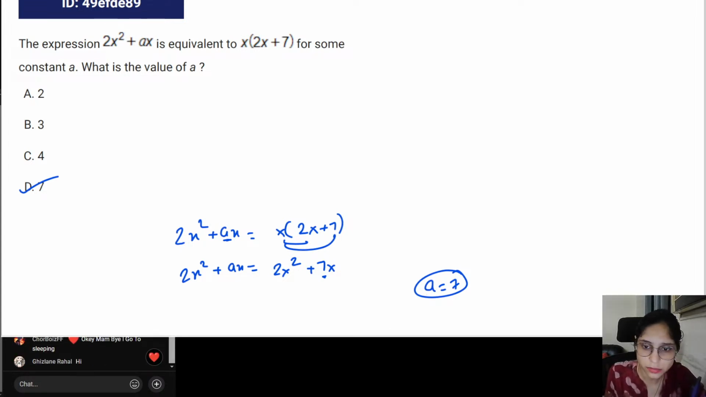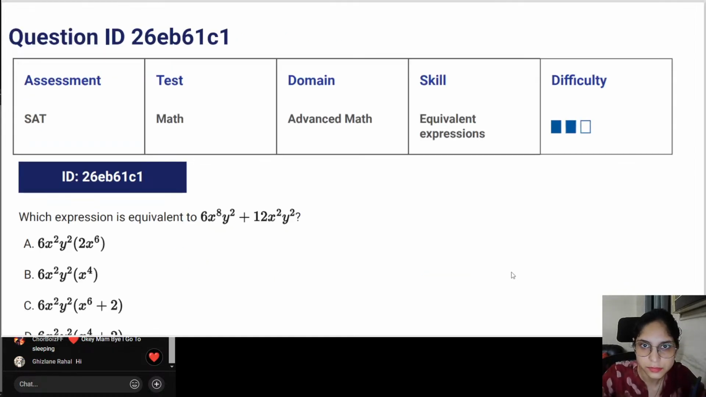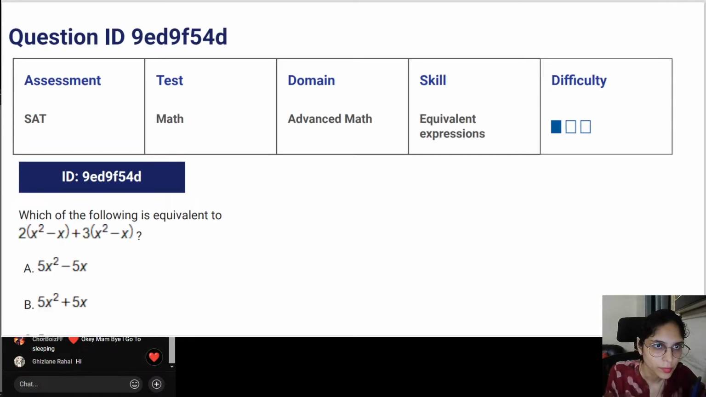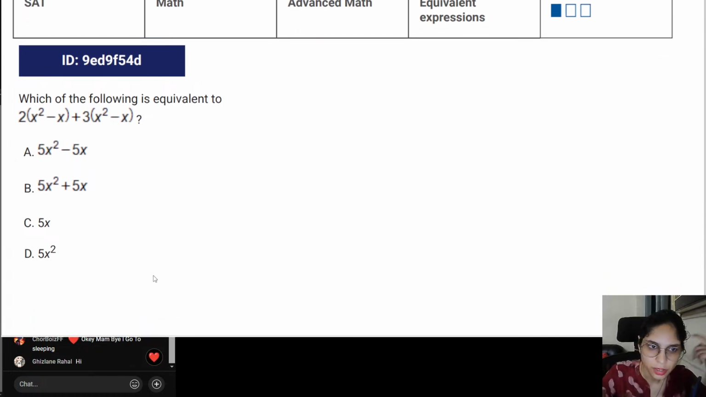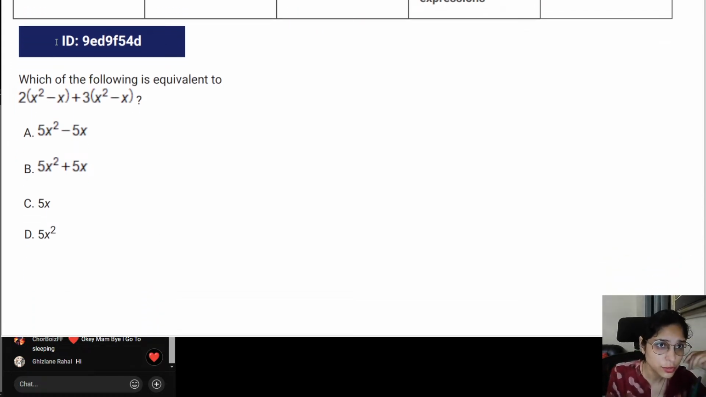The next one is question number 40. Page number is also 40. Again, which of the following is equivalent? Equivalent to means you have to solve it, which is the same. So here also you have to apply PEMDAS, multiply, distributive property, and then just add. So I'm directly doing it. This will be 2x squared minus 2x plus 3x squared minus 3x. I'm distributing 2 to both x squared minus x.